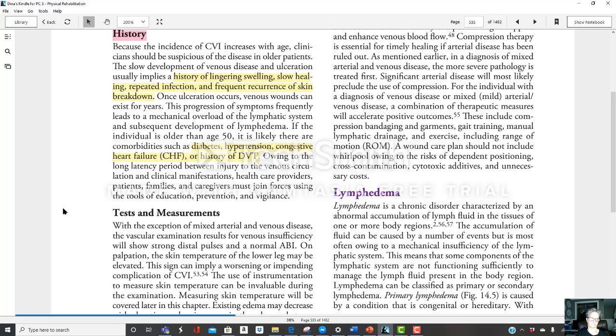Owing to the long latency period between injury to the venous circulation and clinical manifestations, healthcare providers, patients, families, and caregivers must join forces using the tools of education, prevention, and vigilance.